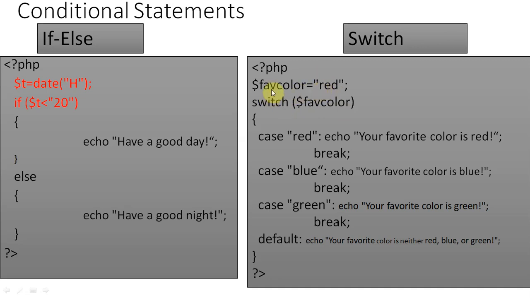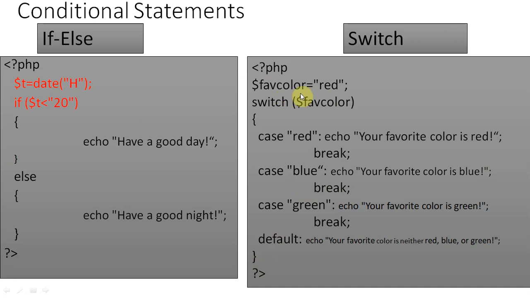When the favorite color has the value red, it will move to case red, and accordingly it will display echo your favorite color is red, and then it will break and move outside this switch statement, meaning outside this curly bracket. Suppose the value of favorite color is blue. In this case it will move to case blue, the earlier case will be skipped, and it will move directly here. Echo your favorite color is blue. Again break will be executed and it will come out.